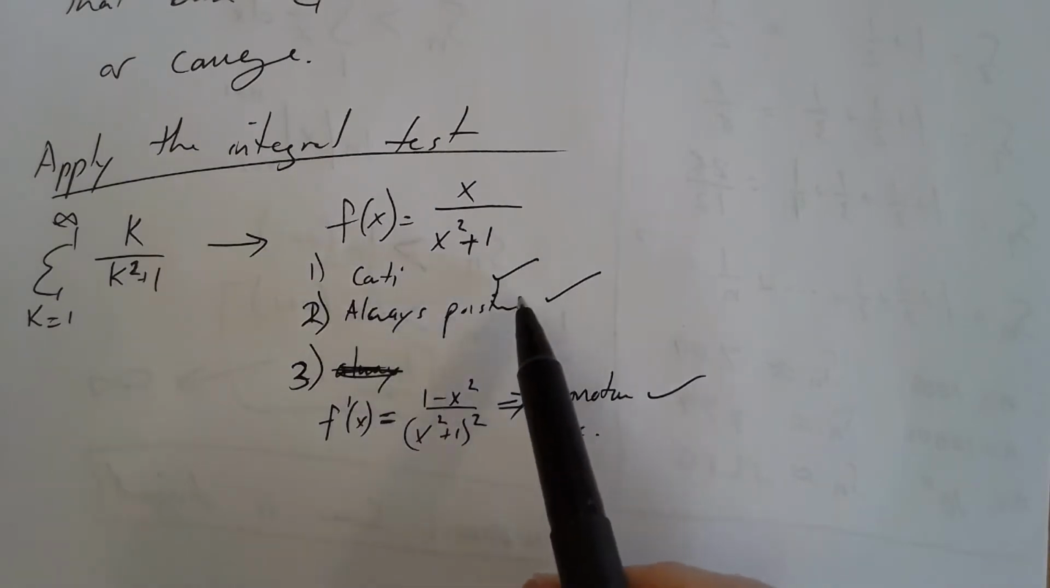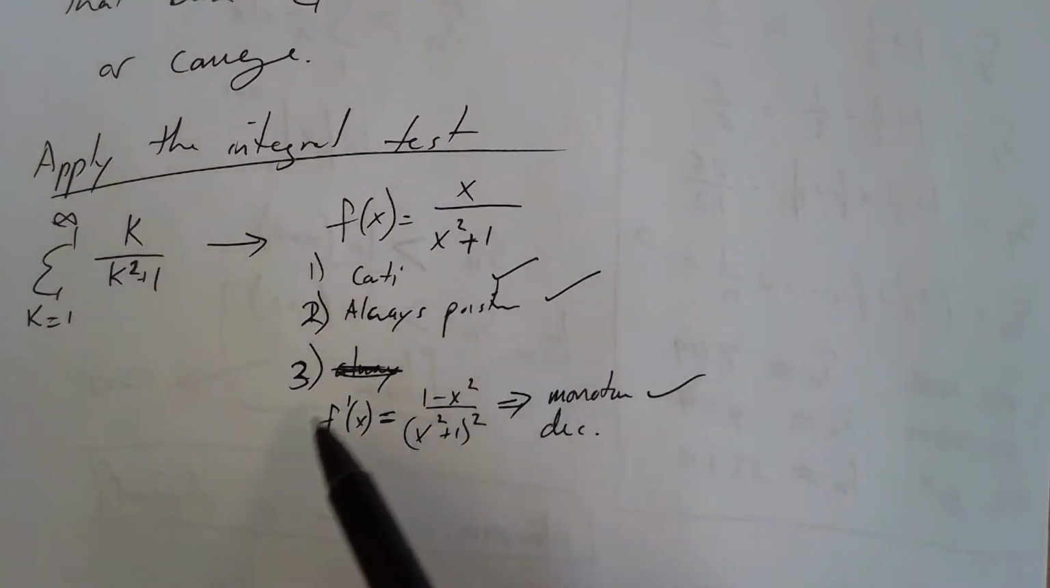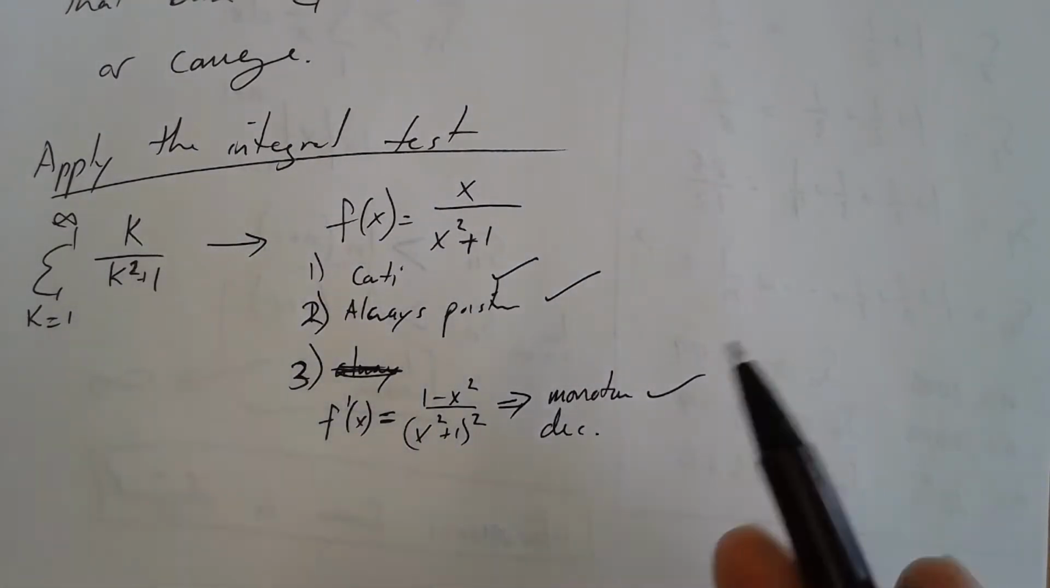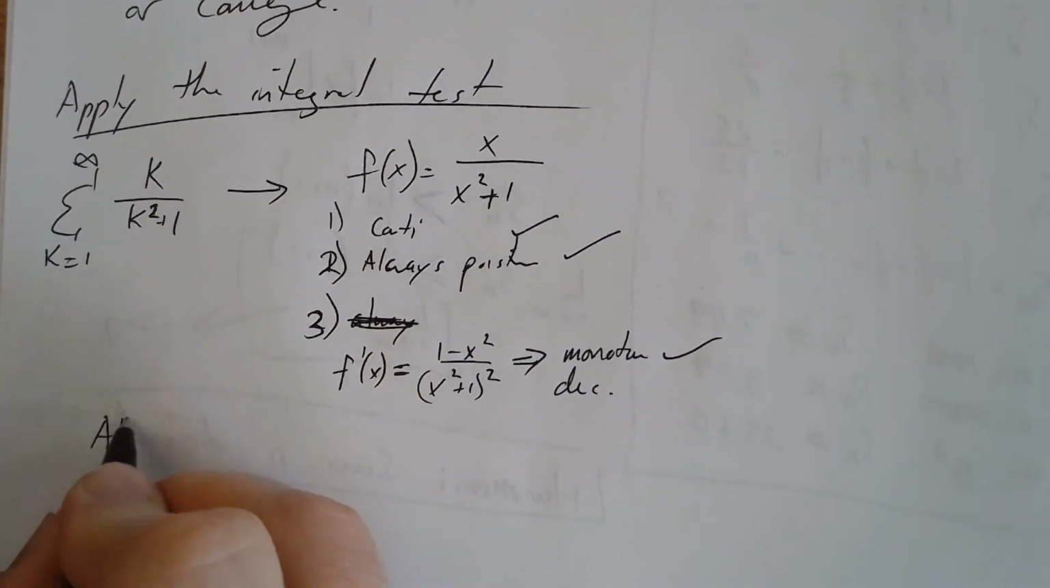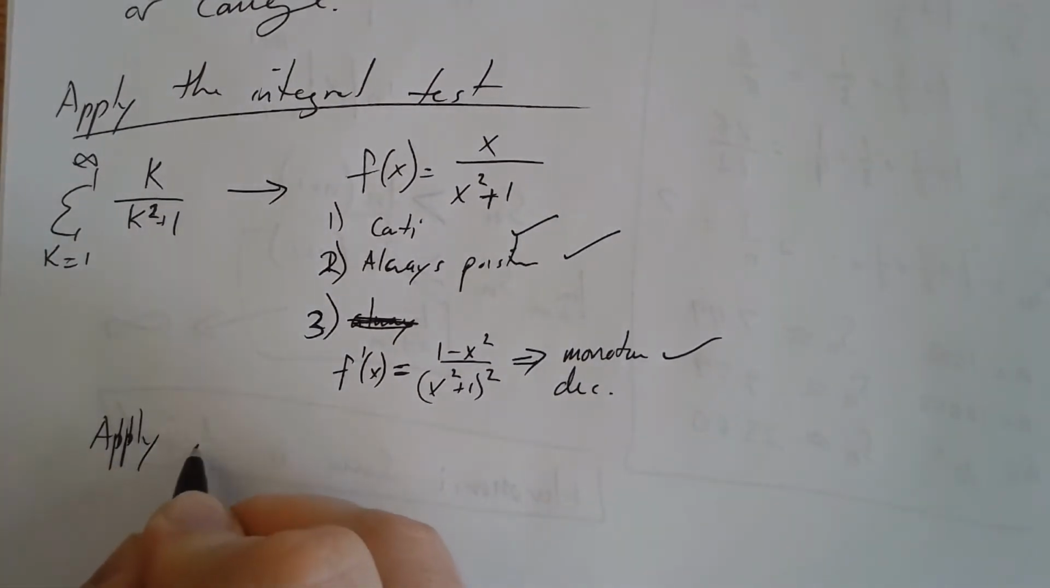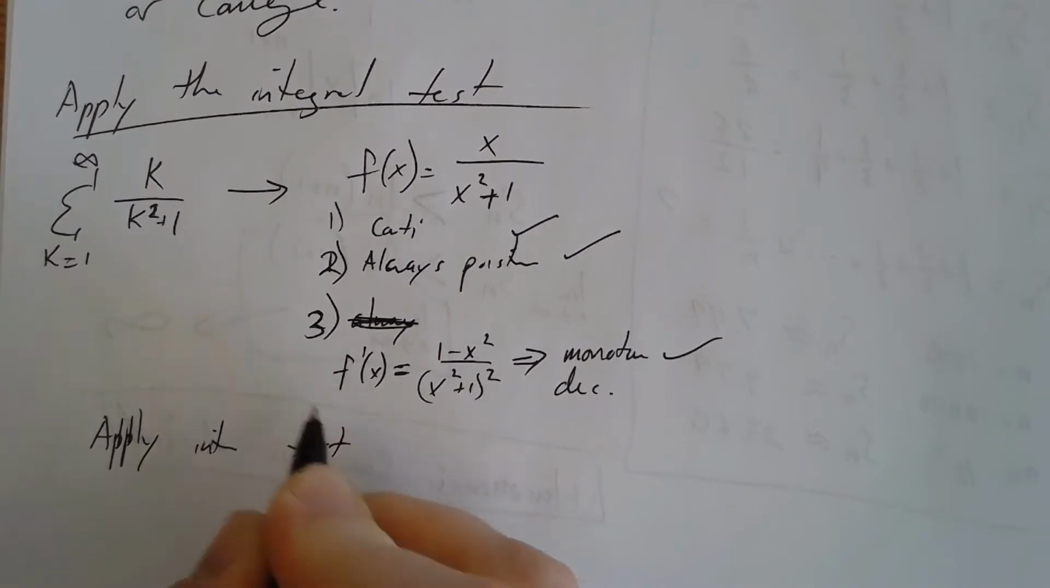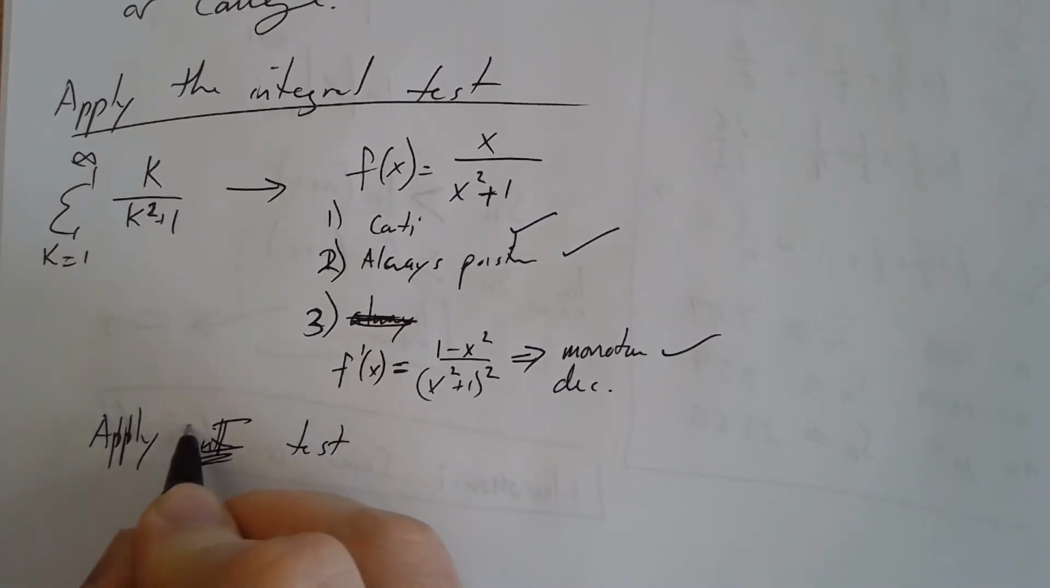So now that those three pieces are identified, it is continuous on the bounds that we're working with, 1 to infinity. It's always positive on 1 to infinity, yes, and it's got a monotone decreasing setup from 1 to infinity. So then I can apply the integral test. Apply integral test. And again, I abbreviate it int.